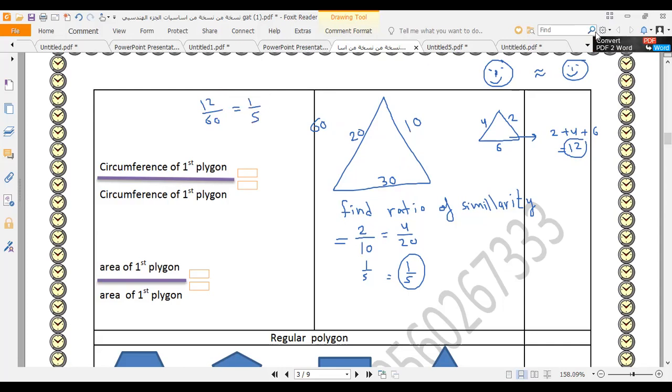Okay, so what will I benefit from all this in the exam? I will benefit from it in that I have to find the ratio of similarity. I have to understand how I find the ratio of similarity between two polygons.